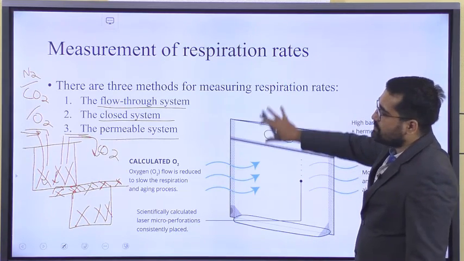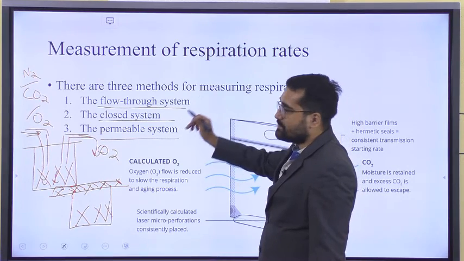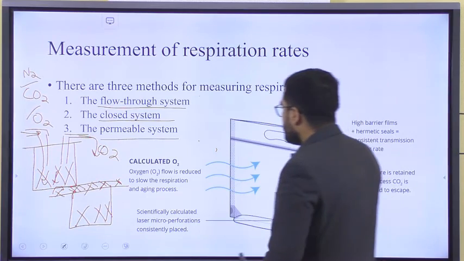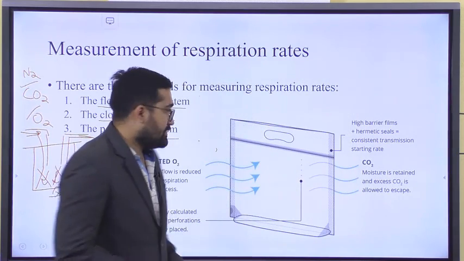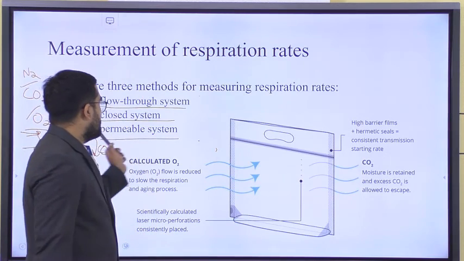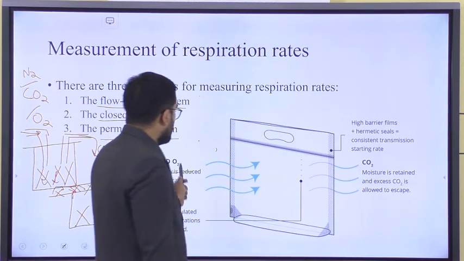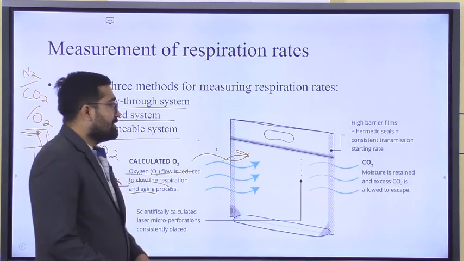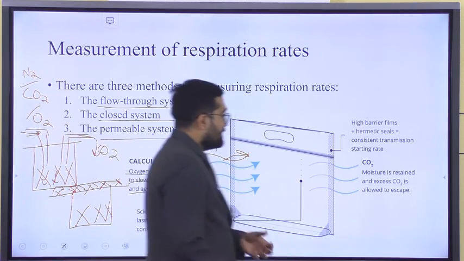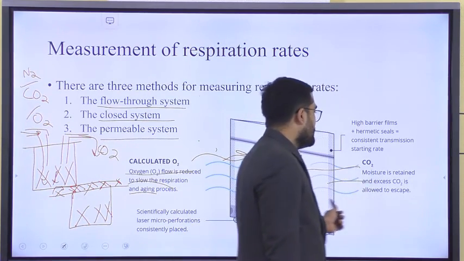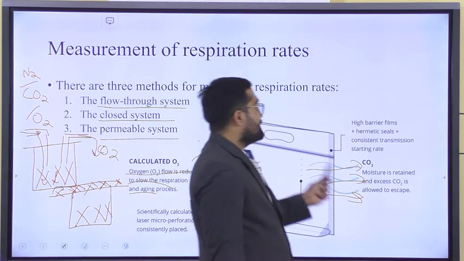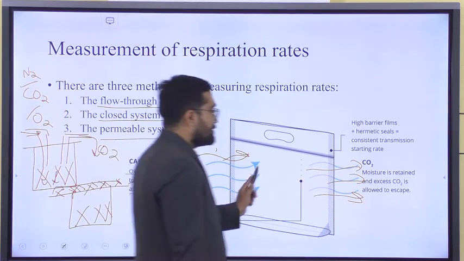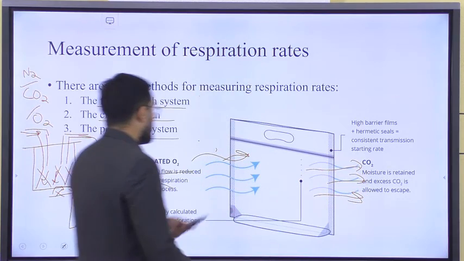Once we have understood these three systems, what is flow through system, what is closed system, what is permeable system, let us understand how generally it happens. This is just a perforated system in which the oxygen flows inside the product. Slowly oxygen, because of the perforation we have given, gets inside, and CO2 and moisture content will escape from the system. We decide the perforation in such a way that oxygen will not get out from the system, only CO2 and water can get out from the system.